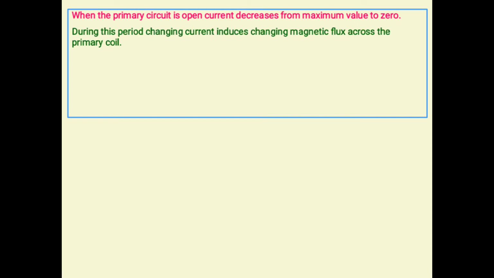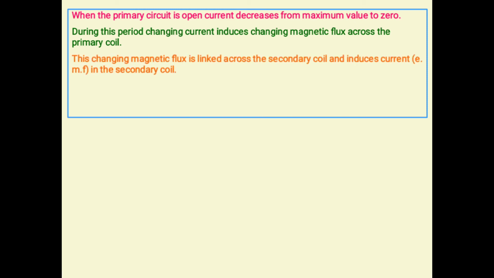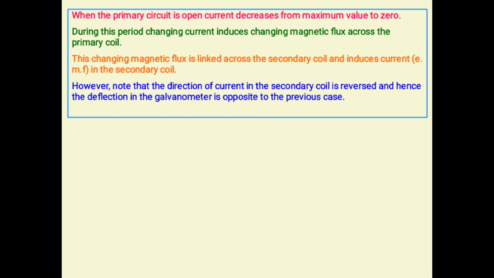During this period, changing current induces changing magnetic flux across the primary coil. The explanations are very much similar to the first one. This changing magnetic flux is linked across the secondary coil and hence current in the secondary coil. And definitely the direction of current will be reversed. The direction of current in the secondary coil is reversed and hence the deflection in the galvanometer is opposite to the previous case.